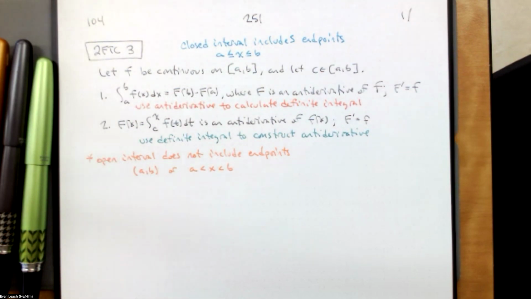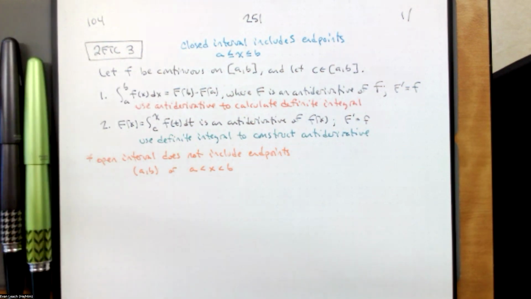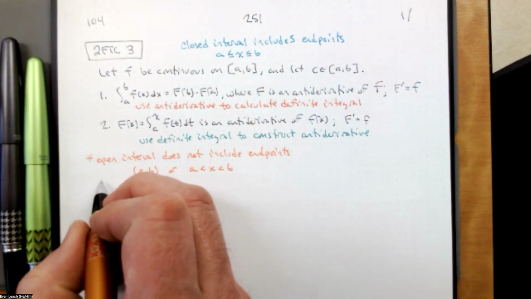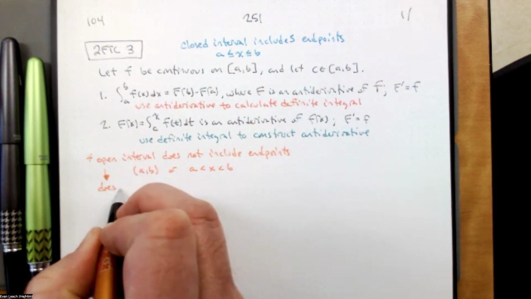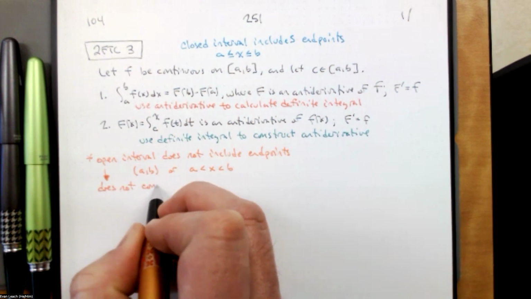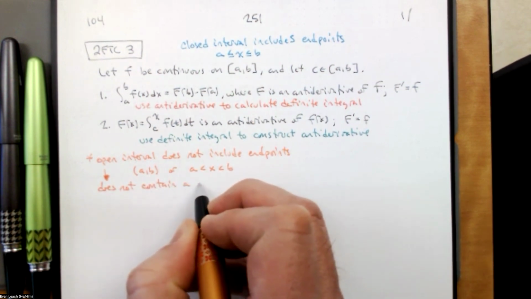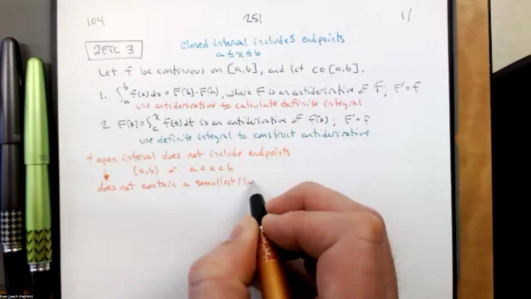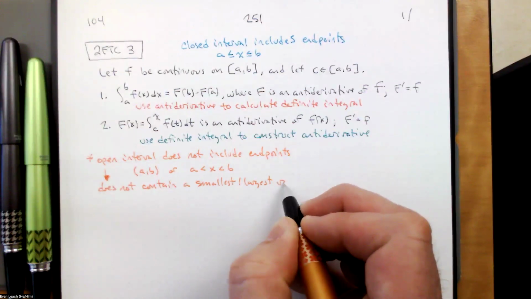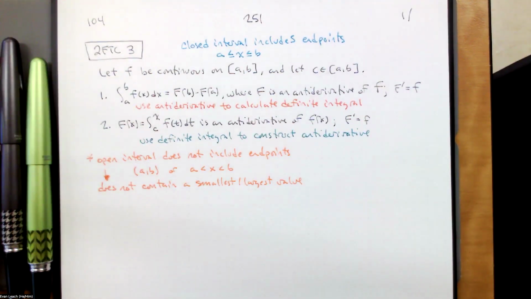A closed interval has a smallest and a largest value. An open interval does not have a smallest or a largest value. So that's one of the weird things about open intervals. It does not contain a smallest or largest value.